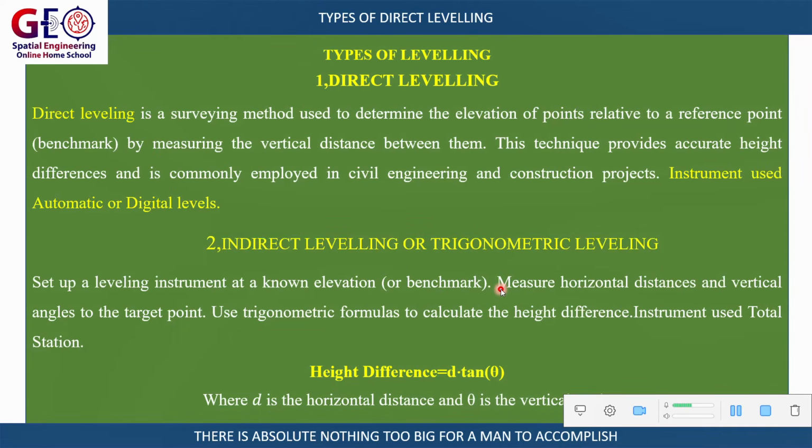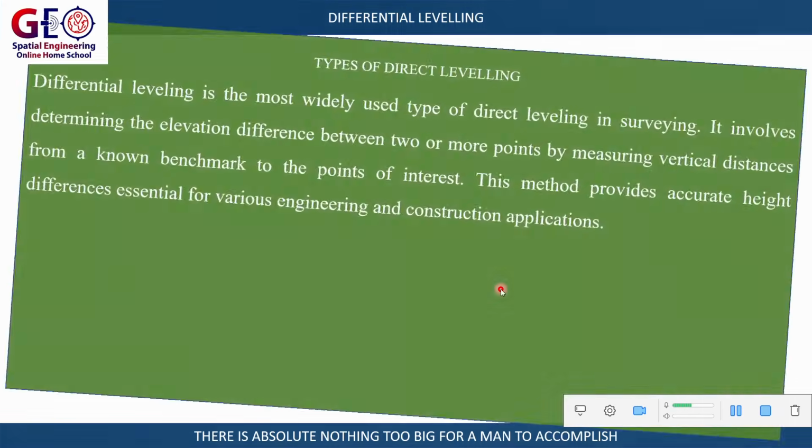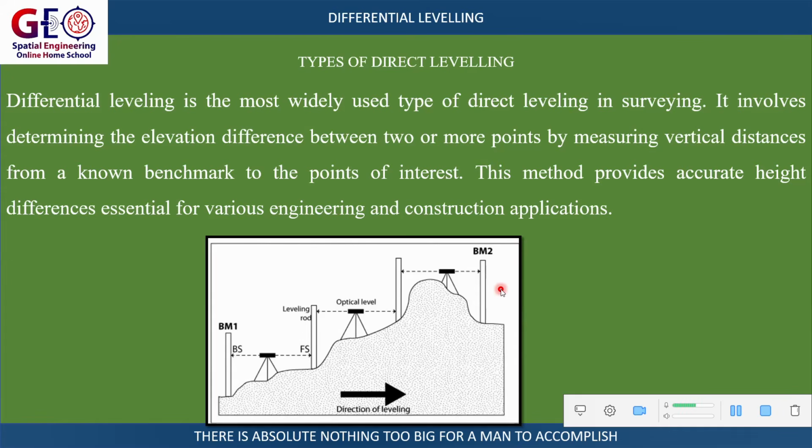Okay, here we are talking about types of direct leveling, and the definition of direct leveling has been given. The definition of indirect leveling, or trigonometric leveling, has also been given. We are told the first type of direct leveling is differential leveling.